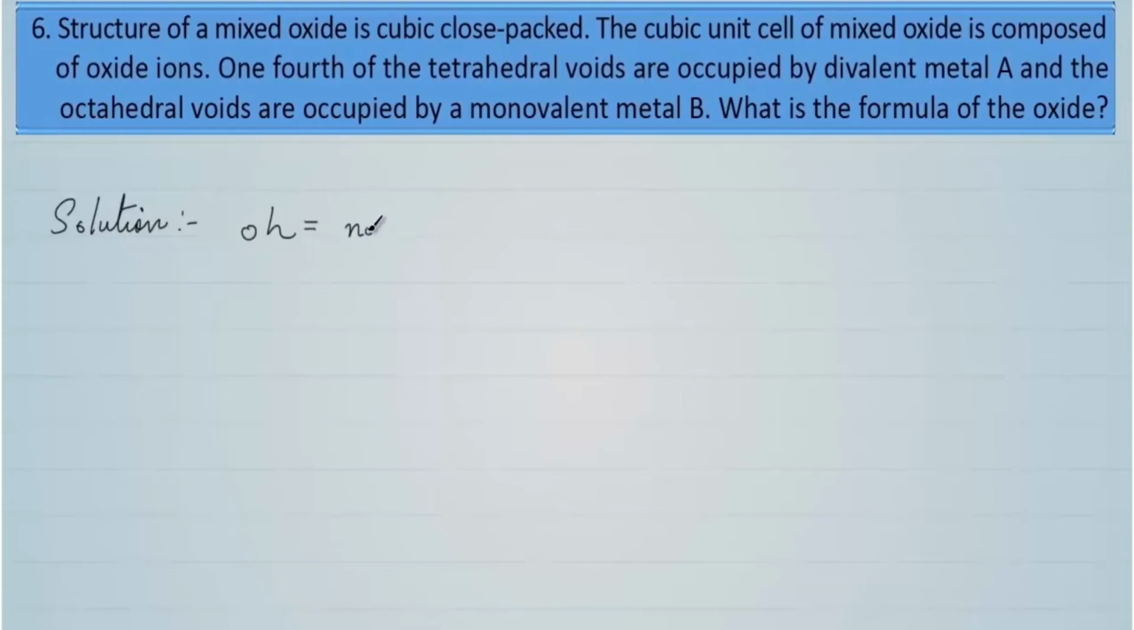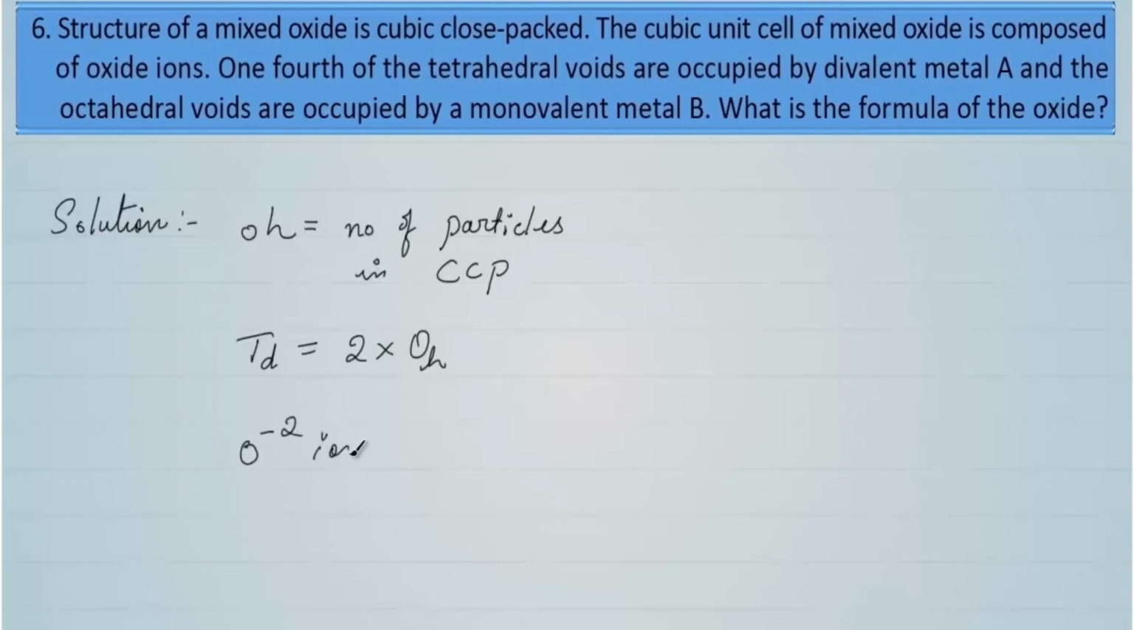The number of octahedral voids is equal to the number of particles present in the cubic unit cell. The number of tetrahedral voids is equal to 2 times the octahedral voids. Let's consider the number of O2- ions in cubic close packing as n. Then the octahedral voids are n. Similarly, the number of tetrahedral voids is equal to 2 times n, that is 2n.